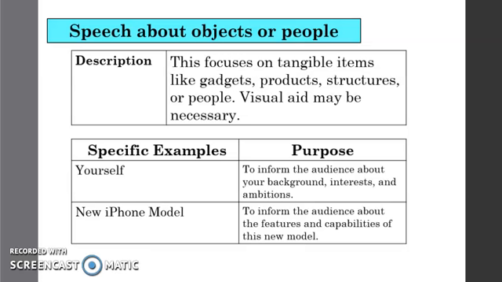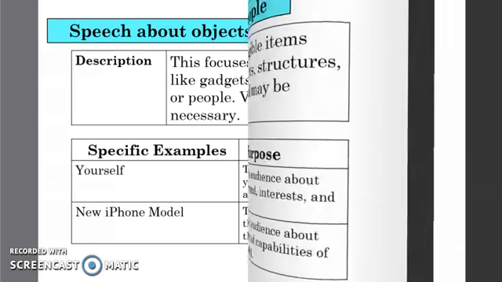Say, for example, you will write a speech about yourself, so your purpose is to inform the audience about your background, interest, and ambition. And then the new iPhone model, it's a speech about objects. So your purpose should be to inform the audience about the features and capabilities of the new model. So that's for the speech about objects or people.